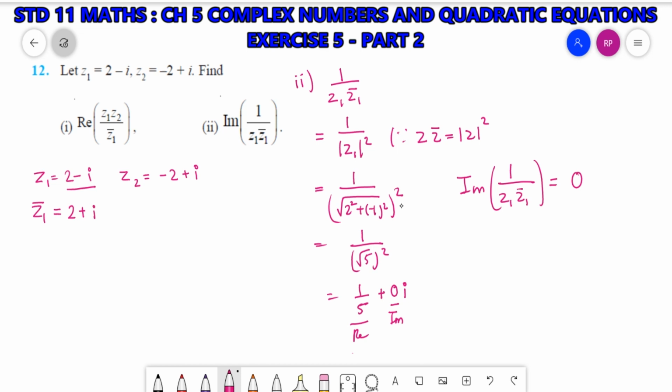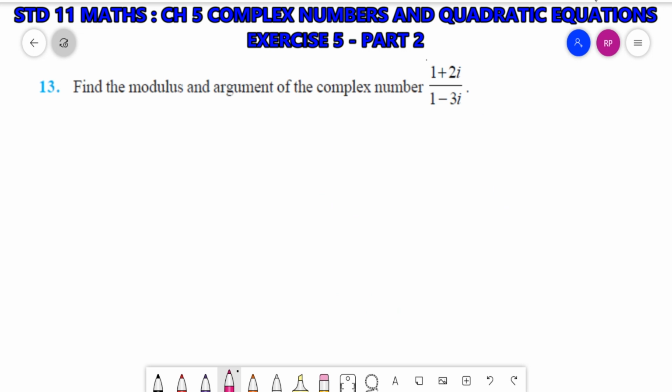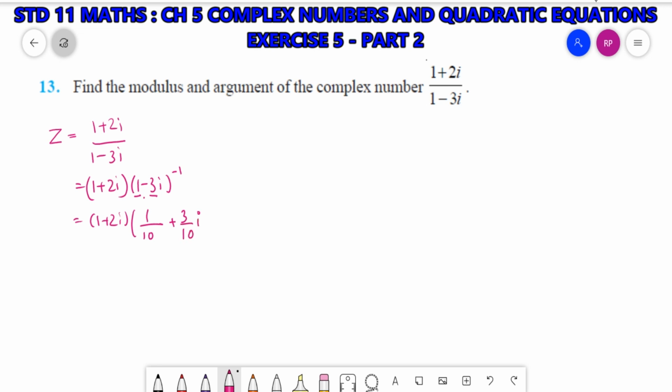Now let's see the next question. Question 13. Find the modulus and argument of the complex number 1 plus 2i upon 1 minus 3i. Z equal to 1 plus 2i upon 1 minus 3i. So I can write down 1 plus 2i into 1 minus 3i inverse. We will use the shortcut 1 upon 1 squared plus 3 squared, that is 9 plus 1, 10. I will change this sign to plus 3 by, again, 1 squared plus 3 squared i.